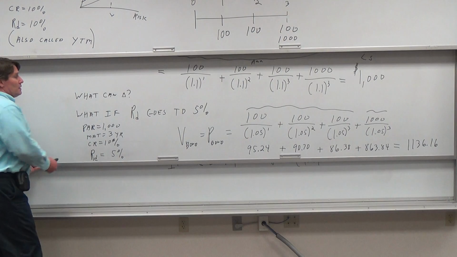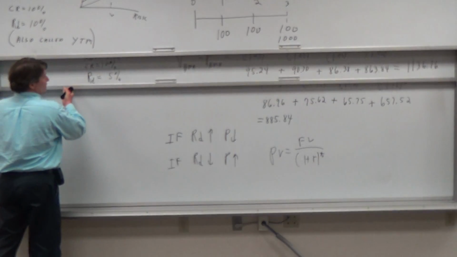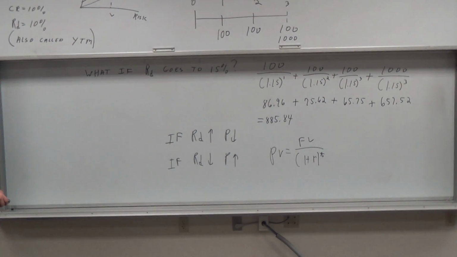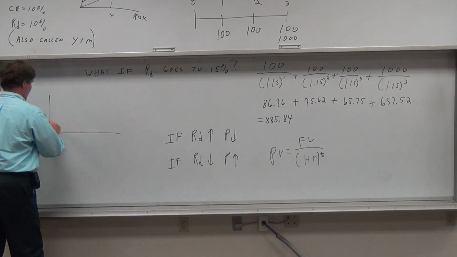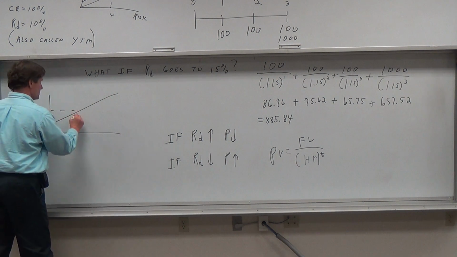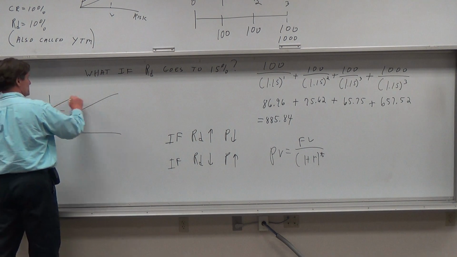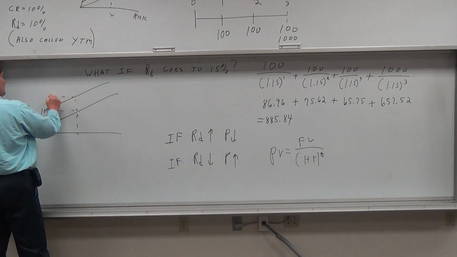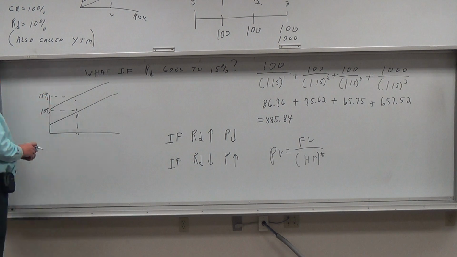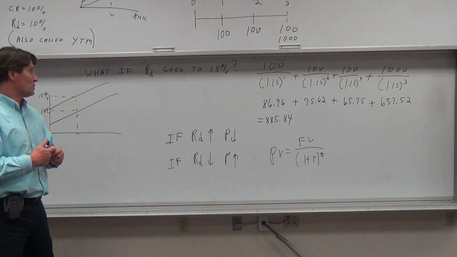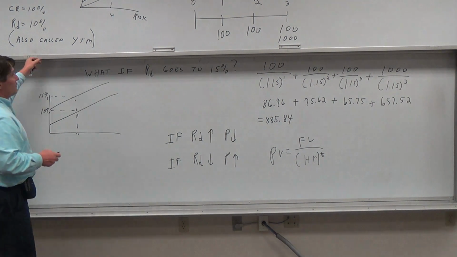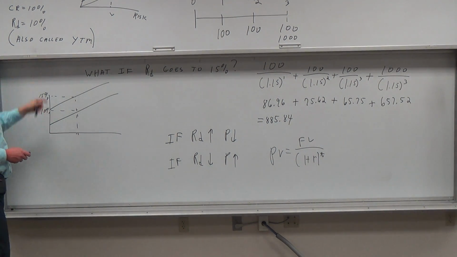Okay? Now let's assume that interest rates go up. For whatever reason, let's assume interest rates go up. So before we had this relationship, we were at 10%. Now in this case, let's assume this line shifts up. And for whatever reason, investments of like risk are now given 15%. For whatever reason, the marketplace wants a return on investment of like risk of 15%. What's going to happen to the price of our bond? So what's going to happen if RD goes to 15%?